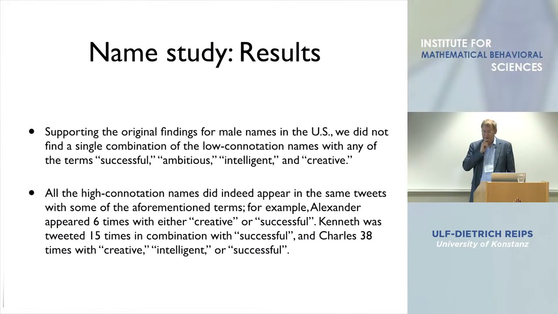So the results were supporting the original findings for male names in the US. We didn't find a single combination of the low connotation names with any of the terms successful, ambitious, intelligent, and creative. But all the high connotation names did indeed appear in the same tweets with some of the terms. For example, Alexander appeared 6 times with either creative or successful. Kenneth was tweeted 15 times in combination with successful, and Charles 38 times with creative, intelligent, or successful.